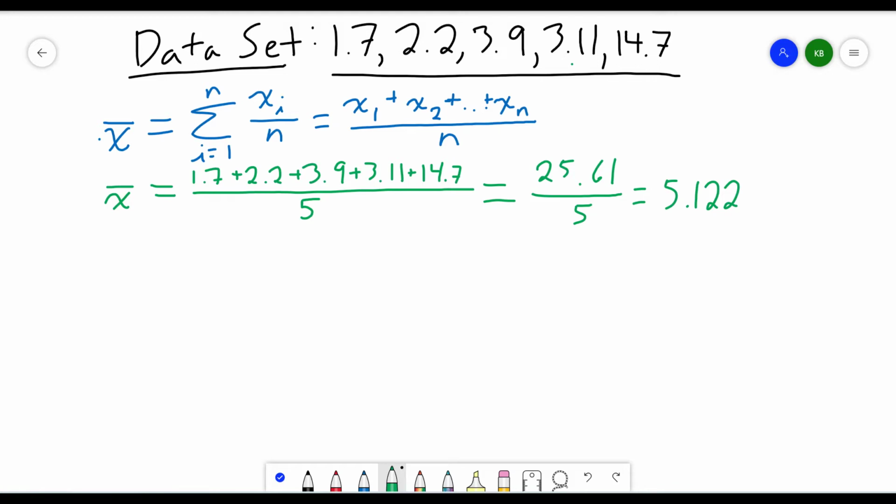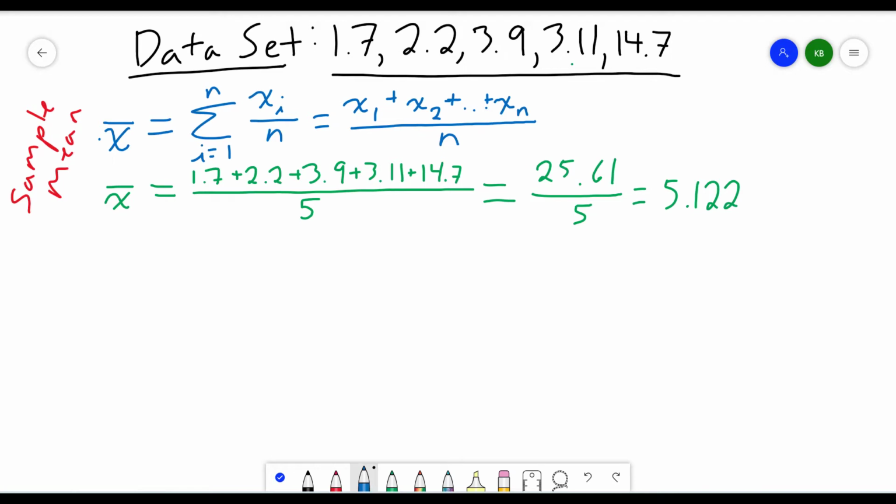All right. So we have a sample mean. So this is our sample mean. And it's really important that it's a lowercase x here. We use lowercase letters when we're talking about samples. And that'll become more important as we move on.